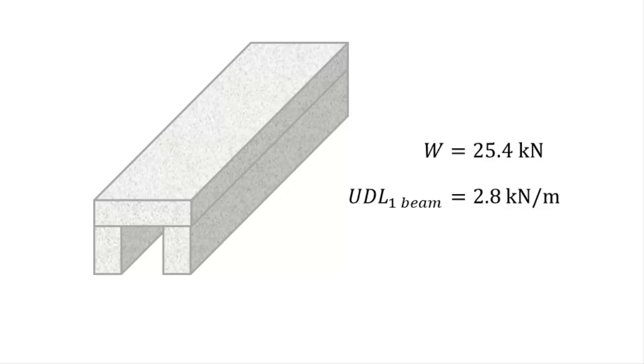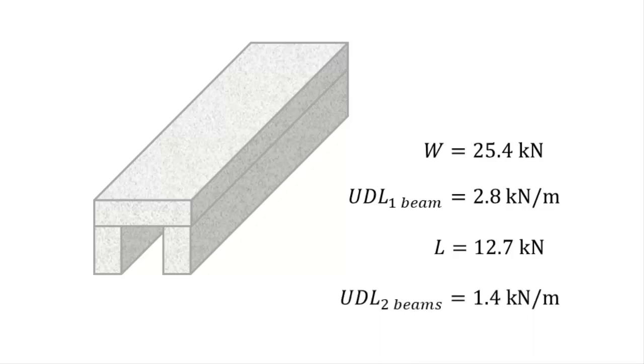Well, it follows from symmetry that when there are 2 beams, then each beam would take up half the load of the slab. So each beam would take up half the load of 25.4 kilonewtons, or 12.7 kilonewtons each, and will experience a UDL of half of 2.8 kilonewtons per meter, or 1.4 kilonewtons per meter. This will be true if the 2 supporting beams are spaced symmetrically. In the next video, we will talk about what happens when the loads are not evenly distributed and look at the concept of tributary areas.